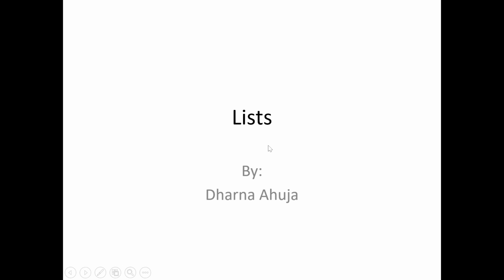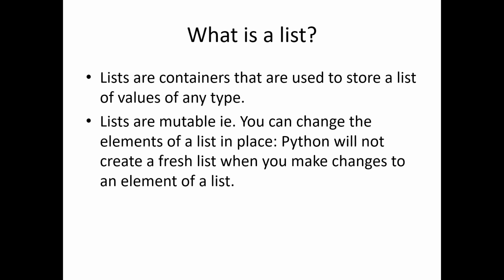So in this lecture, I will be explaining about list in Python. Now, what is a list in Python? List basically acts as a container which can store multiple values of any data type. It can store a number, a Boolean value, a string, a character, any type of value. So basically list is a data type only, but it can store multiple values.